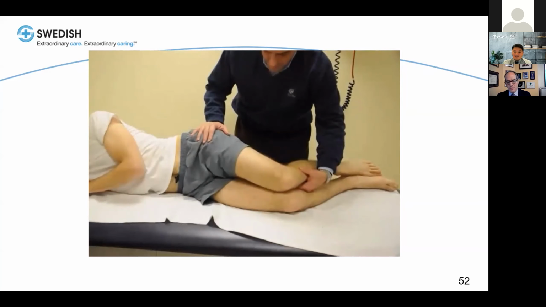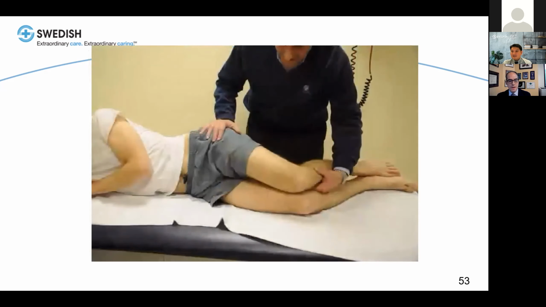And again, even doing the Ober's test, you can pick up hip flexion contracture. They're super tight in their hip, and you can't even get their knee to the neutral point. So let's see if I have an abnormal one here. Sorry.